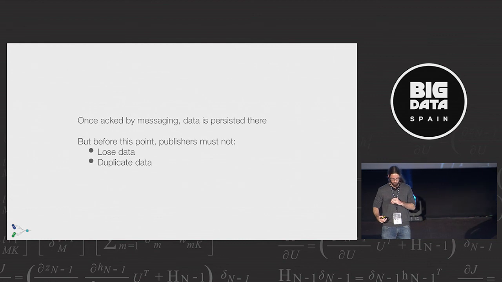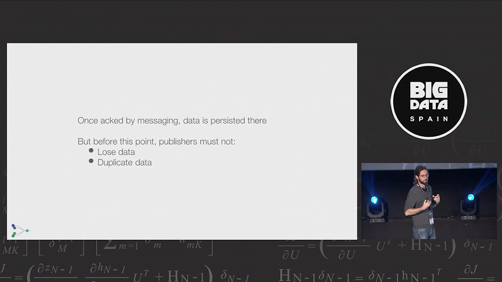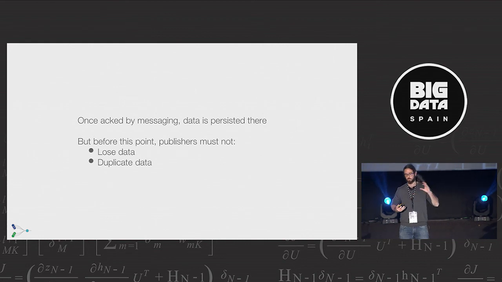And finally, once data gets into your messaging system, it's safe, but it still has to get there in the first place. So usually the messaging system needs to provide some guarantees on the publication side that data will not be lost, and that data will not be duplicated.